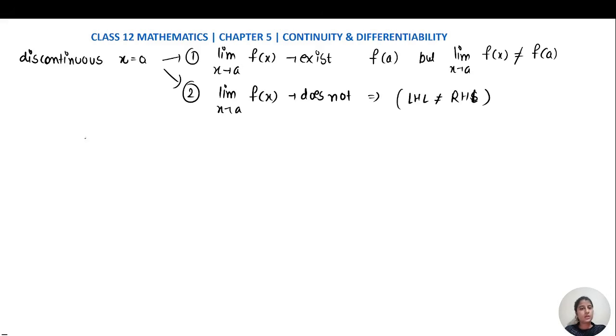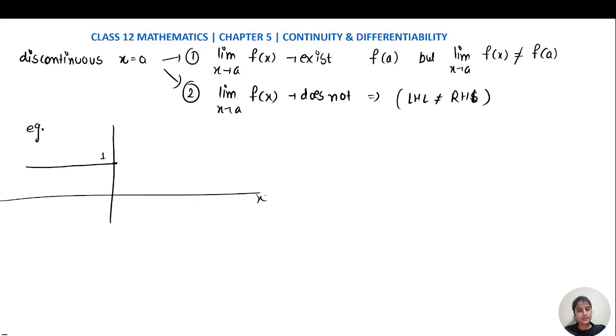Now suppose I tell you an example. Take a function that takes the value 1. This is 1, this is our x-axis, this is our y-axis. It takes the value 1 everywhere except at x equals 0, and at x equals 0, it takes the value 2. That is, this point is (0, 2).